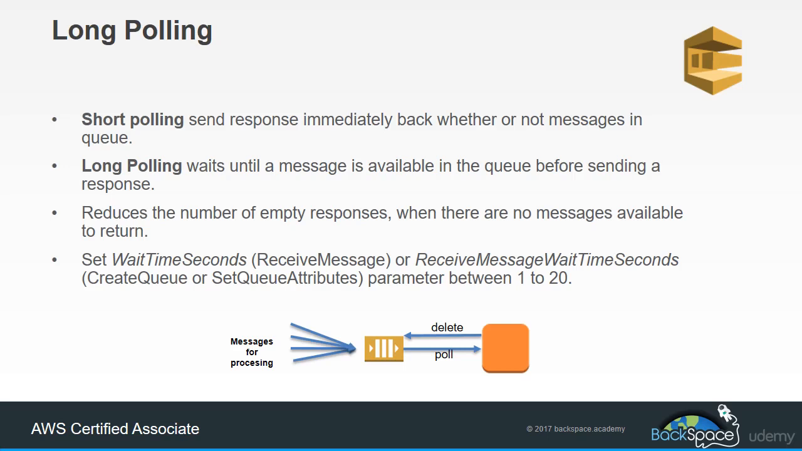So we set the wait time seconds parameter in the receive message call, or the receive message wait time seconds in the create queue or set attributes call. And that is a parameter between 1 and 20 seconds.